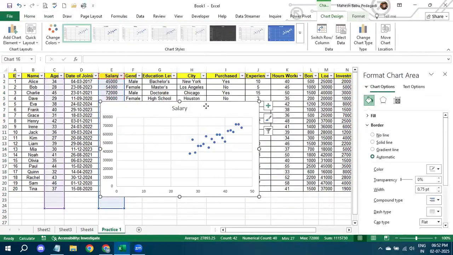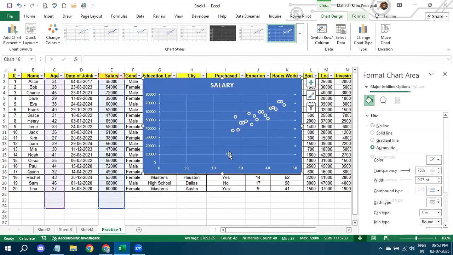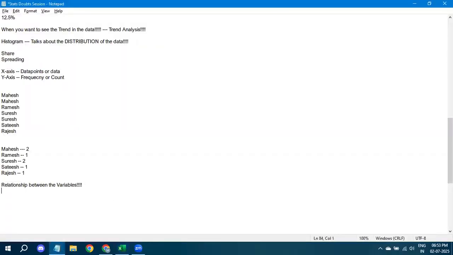When I click on scatter plot, what does it say? As the age is increasing, my salary expectations are also increasing. Will you agree? By looking at the chart, yes. This is called a scatter plot. When someone asks, can you show me the relationship between the variables? Then we use scatter plot.